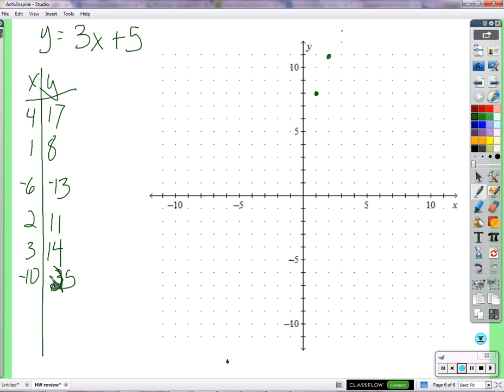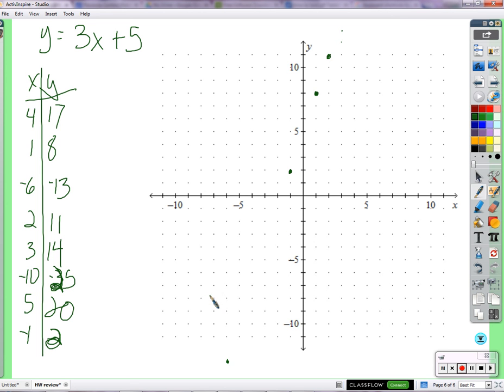All right. Johnny? 5, 20. 3 times 5, 15 plus 5 is 20. Yeah, okay. How about another one that I can fit? Does anybody have one I can fit on there? Sean? Negative 1, negative... 3 times negative 1 is negative 3. Try it yourself. Negative 3 plus 5 equals 2. So negative 1, 2.